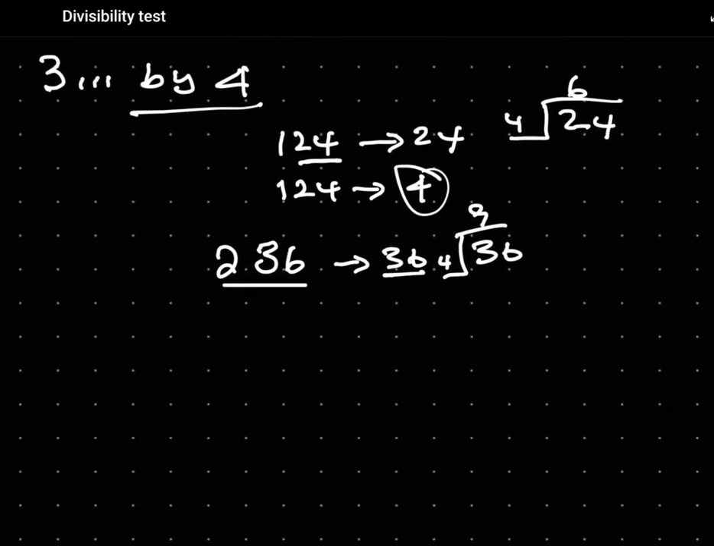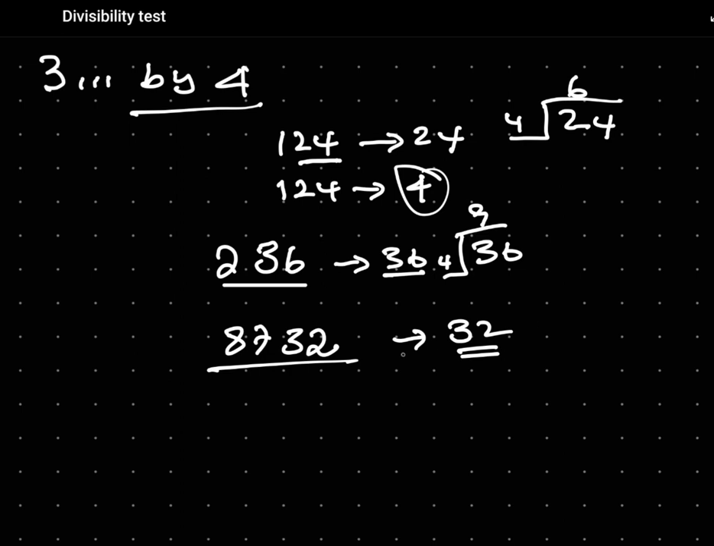The other number you may check is 8732. To check whether this number is divisible by 4 or not, it is enough to check the last two digits. The last two digits is 32. If this 32 is divisible by 4, the whole number is divisible by 4.